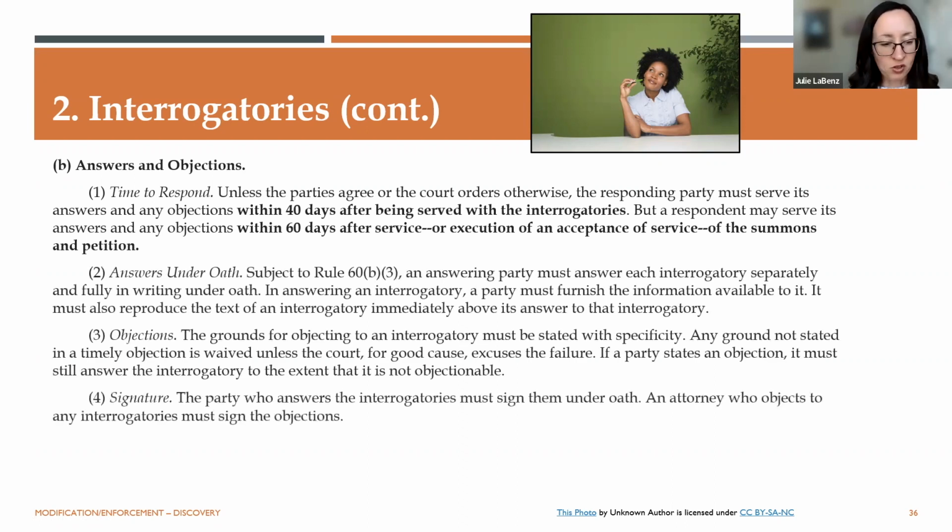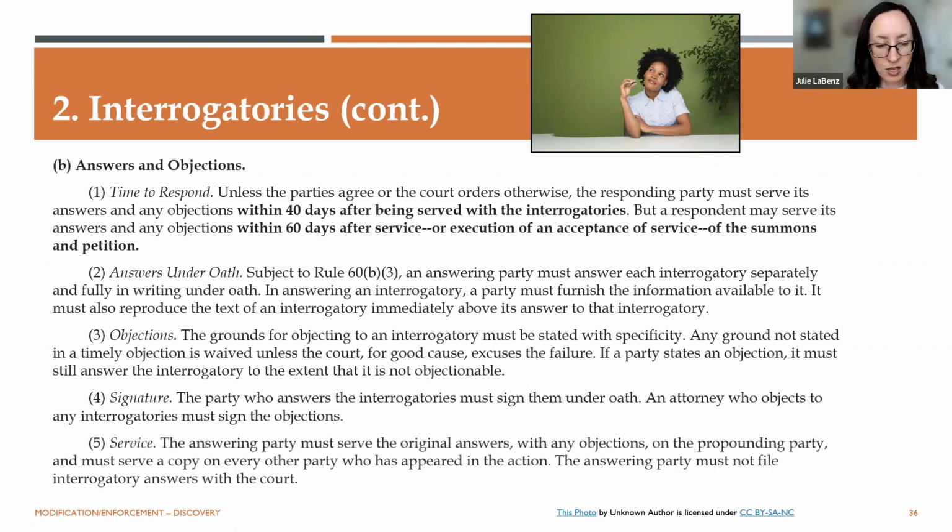Objections must be for good cause. You need to sign under oath for any objection. So the party who answers the interrogatories must sign them under oath. An attorney who objects to any interrogatories must sign the objections. Service, you're going to serve by mail. So once you answer everything, you'll mail a copy of your answers to the other side. You don't file them with the court.